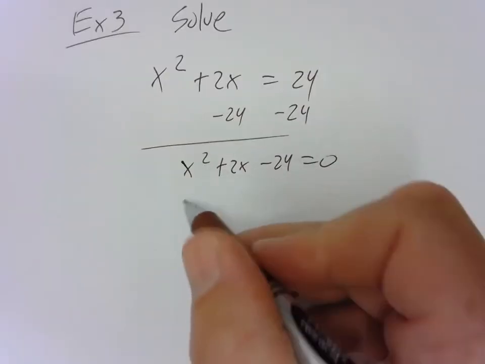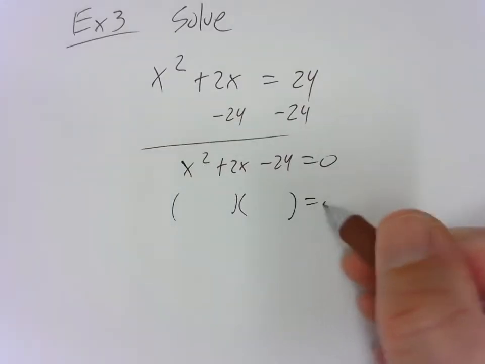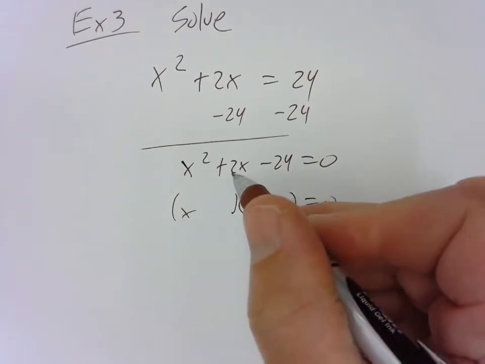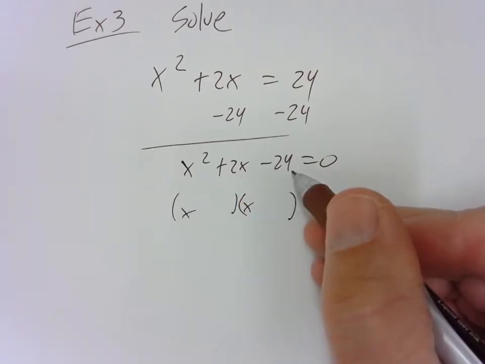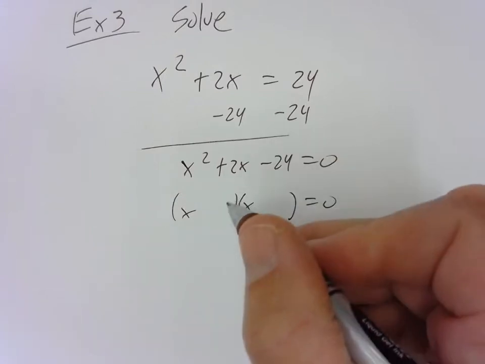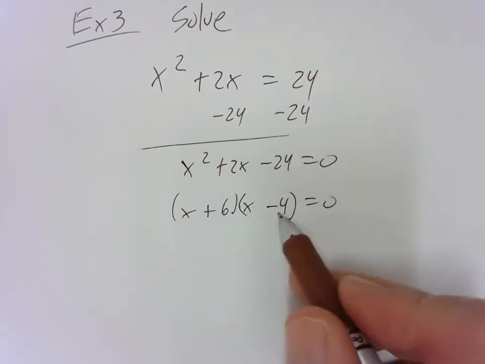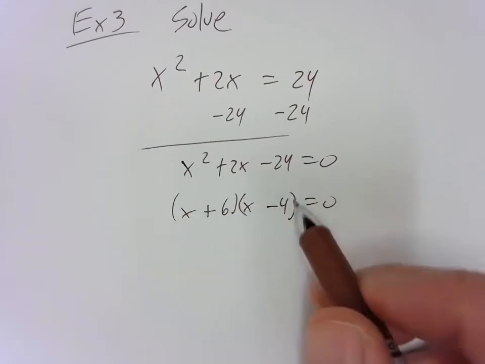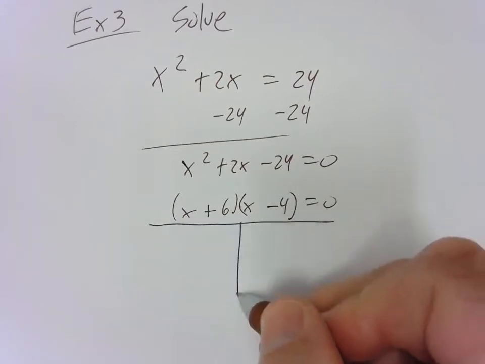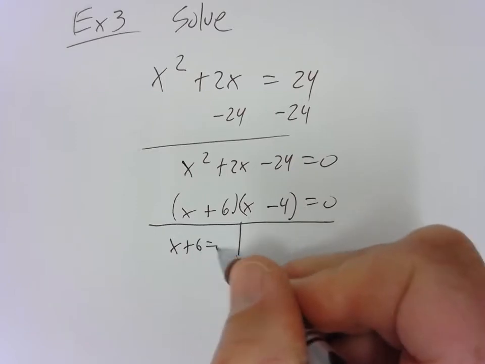We make our two sets of parentheses. And that's a 2. So 6 and 4 are factors of 24. And we need it to be positive 6 minus 4. 6 minus 4 is the 2. Multiply those two together there. Now we do zero product property.